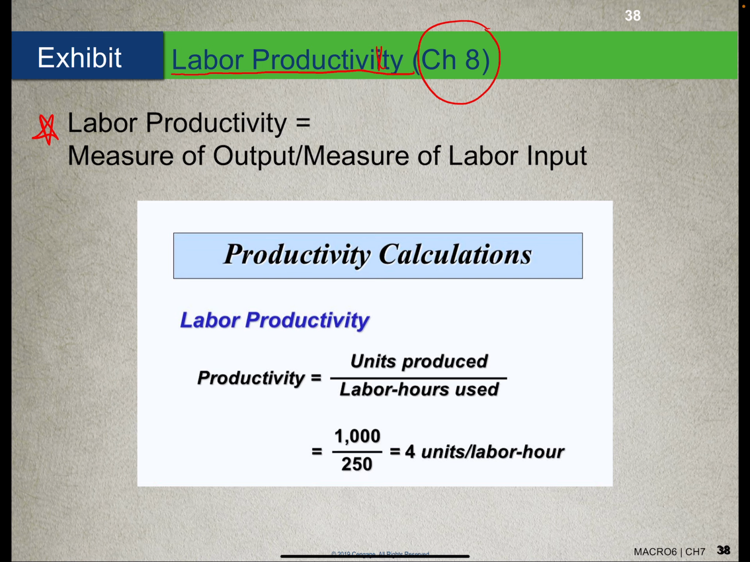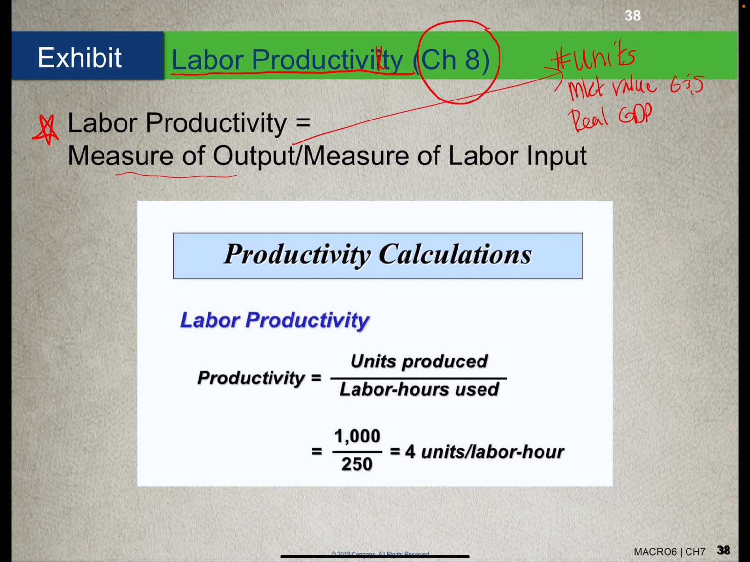In your numerator here, it's just some measure of output. It could be like the example down there. It could be the number of units produced, or it could be the market value of the goods and services bought and sold. We could call it real GDP, because real GDP is a measure of production. So any measure of output could be what's going in our numerator as we calculate labor productivity.